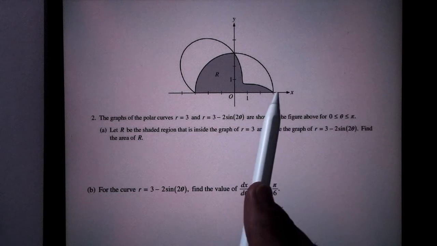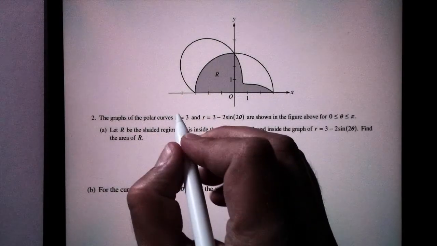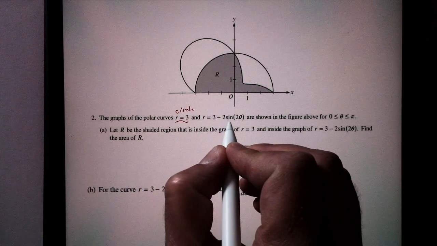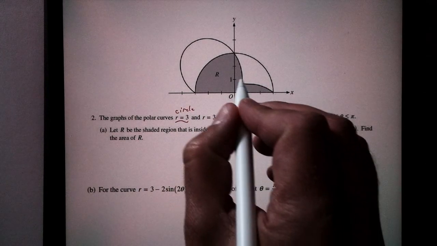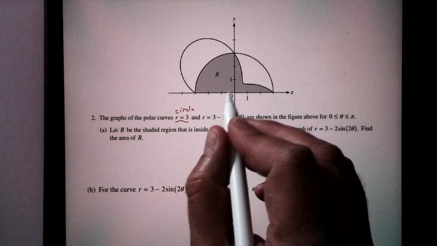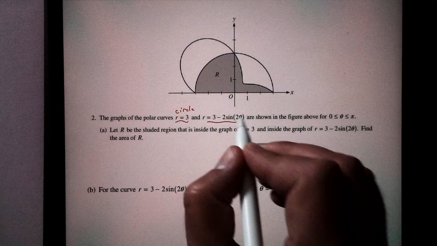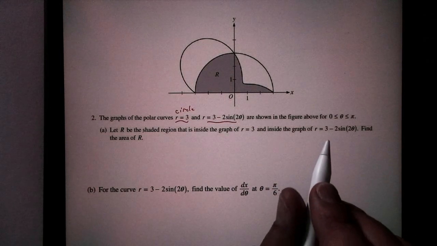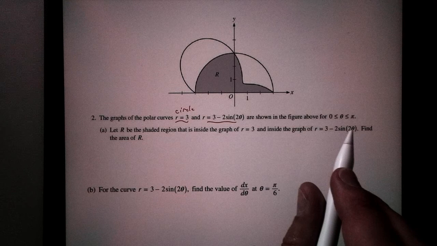theta. So of course r equals 3 is this circle that we have right there, and this 3 minus 2 sine 2 theta is this weird kind of propeller or flower looking thing. It's the other one right there. Are shown above, and we're only looking at the domains from 0 to pi right here.